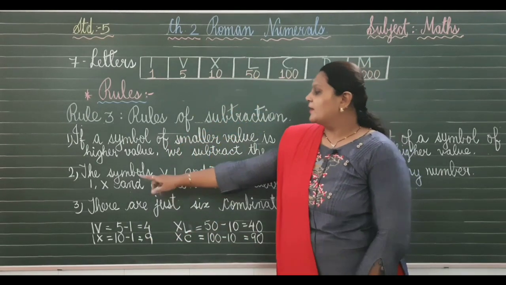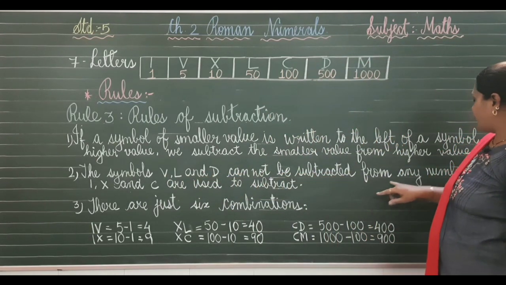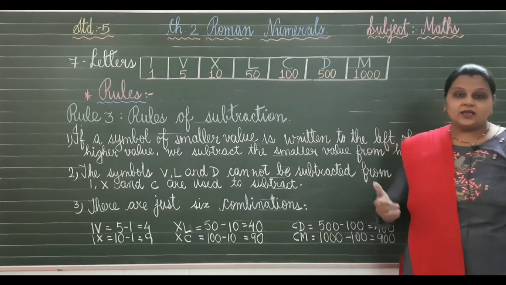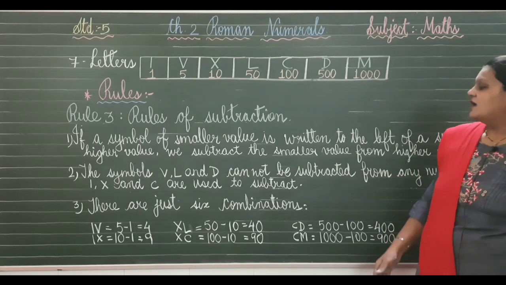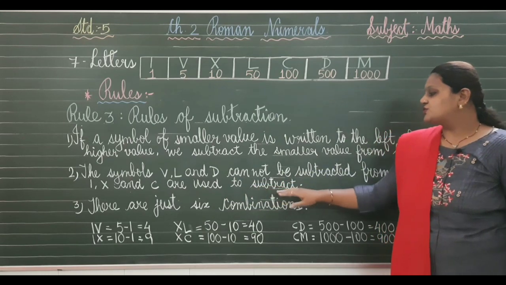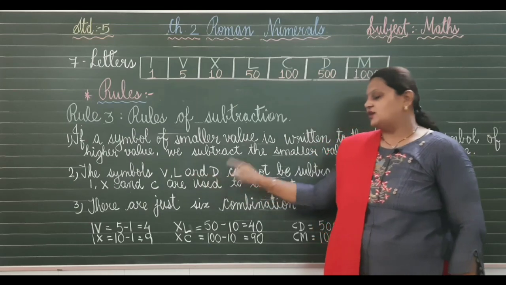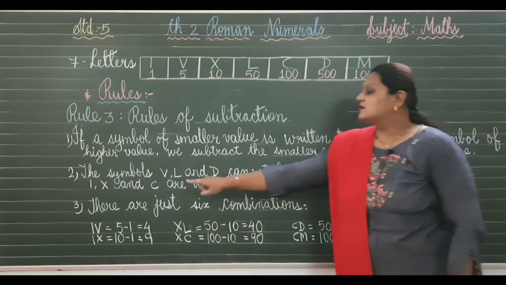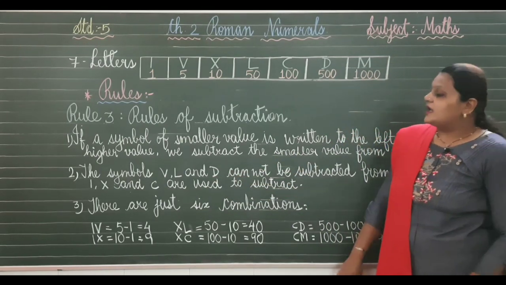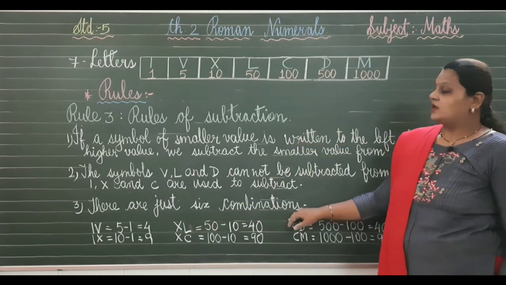Second, the symbols V, L and D cannot be subtracted from any number. You cannot subtract V, L and D in subtraction. Instead, I, X and C are used to subtract. Okay, these three symbols V, L and D you cannot subtract, but symbols I, X and C you can subtract. Next, there are just 6 combinations.